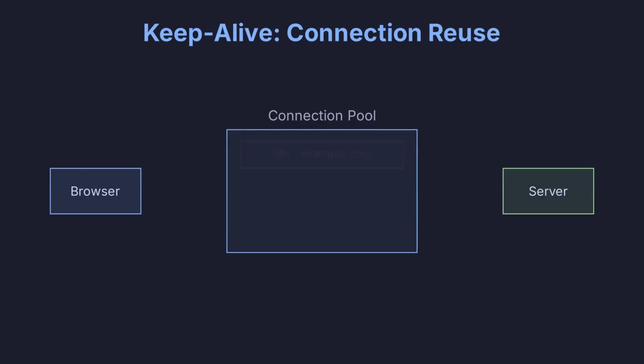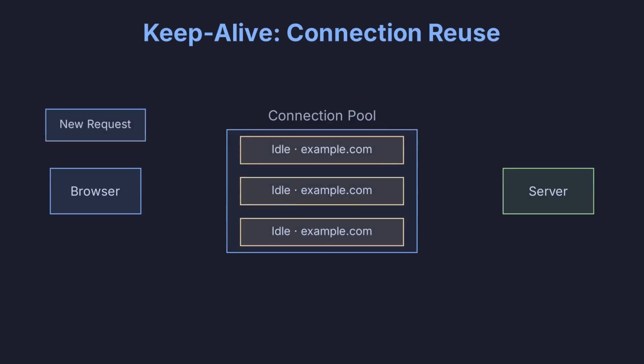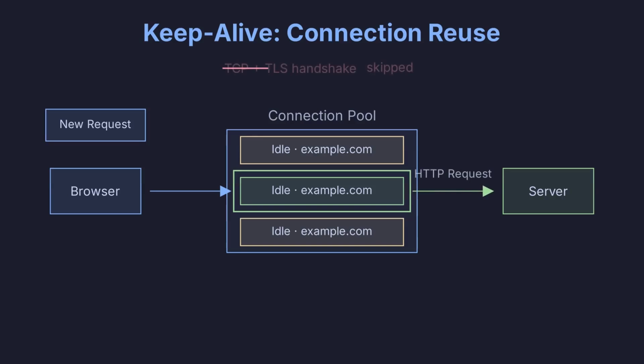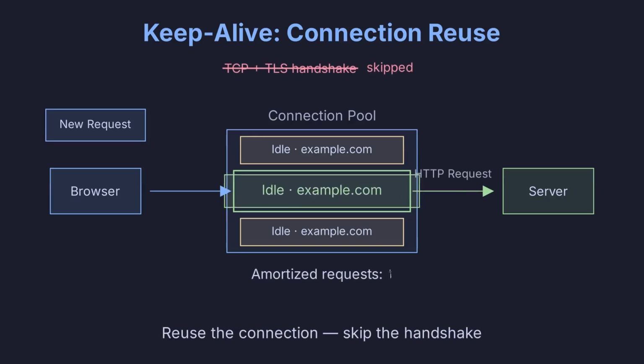After that first request, Keep-Alive steps in. Every modern HTTP client and browser reuses TCP connections. A connection pool hangs onto idle connections, so subsequent requests to the same host skip the TCP and TLS dances entirely. You pay the handshake once and amortize it over hundreds of requests.